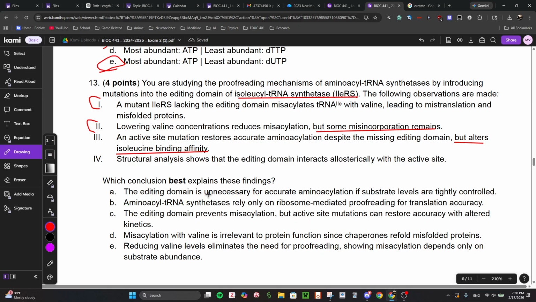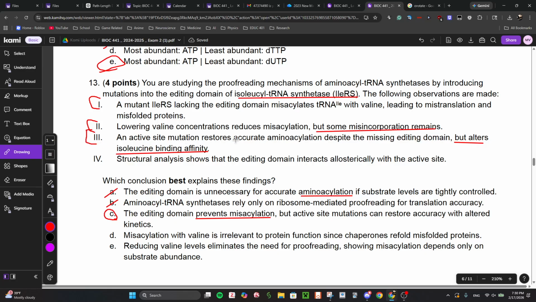So the editing domain is unnecessary. Bro, what are you yapping about? Yeah, it's very necessary for accurate aminoacylation, for sure. We just saw up here, point one literally says that it gets messed up. So aminoacyl tRNA synthetase relies only on ribose? No, nope. It definitely relies on its own proofreading, right? So it does its own proofreading. That's the important part. Editing domain prevents misacylation, but active site mutations can restore accuracy with altered kinetics.